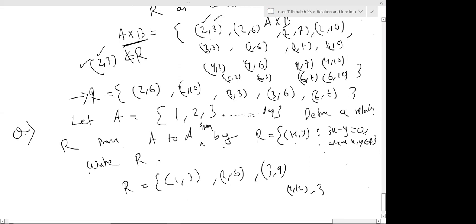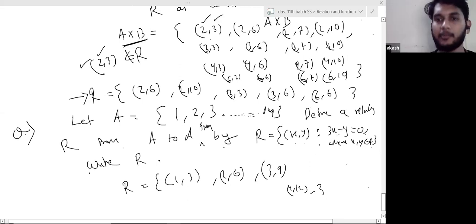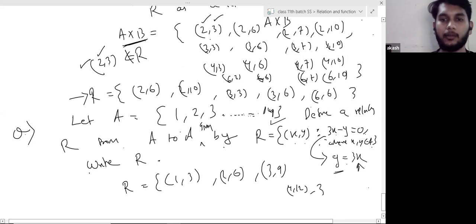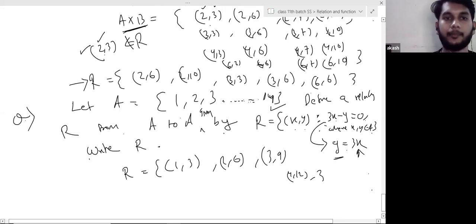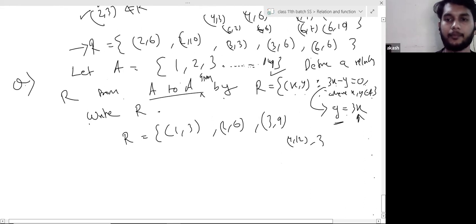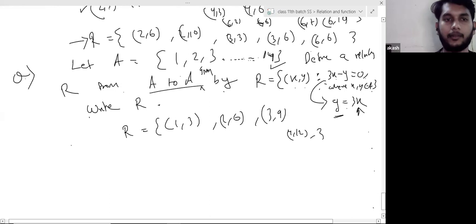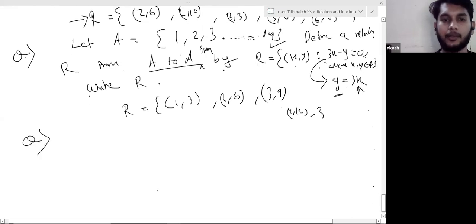Yes, sir. All right, let me explain. We can write y equals 3x. Just put the value of x and you will get y. Y and x cannot exceed 14 or be less than 1. So these are the elements you will get. Next question. You don't have to write A cross A here. We can just find the answer by writing this relation R.